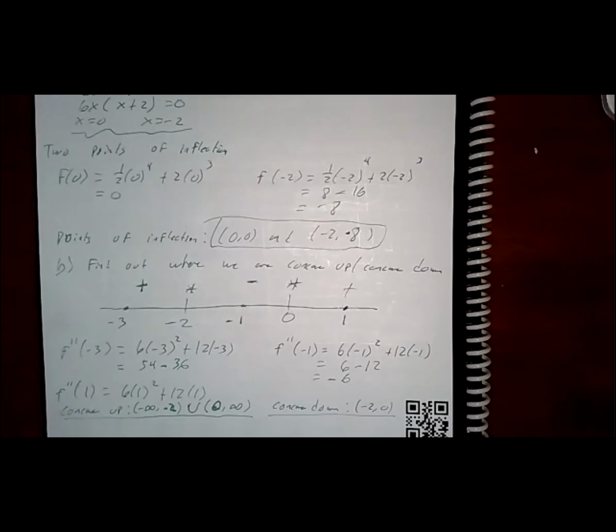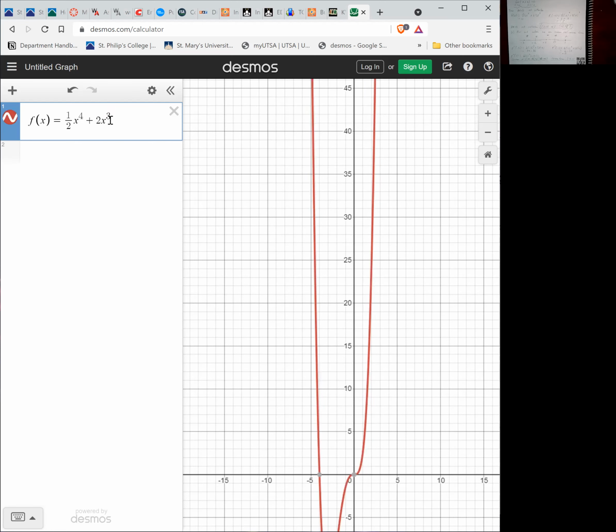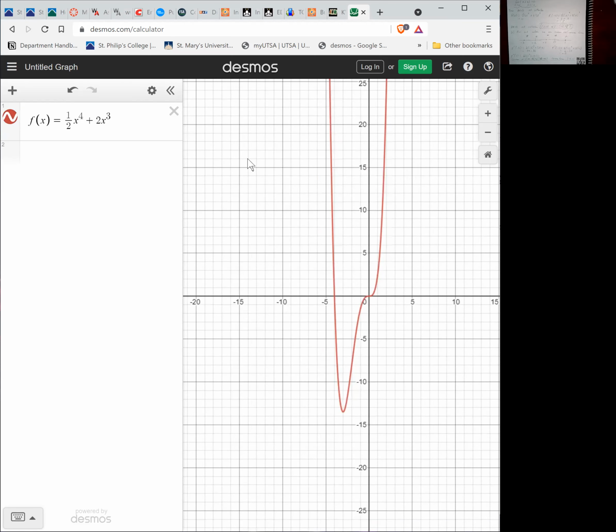Okay. Here we go. So the original function was f of x equal to one half x to the fourth plus 2x cubed. Okay, so this is what I want you to see.